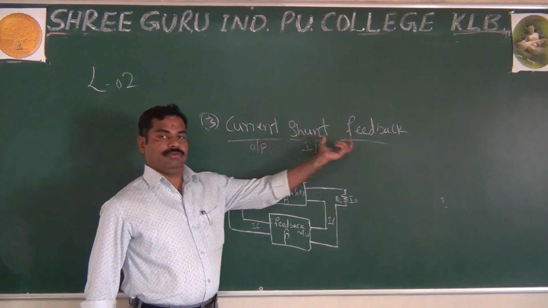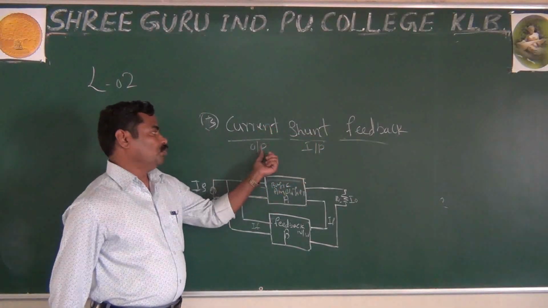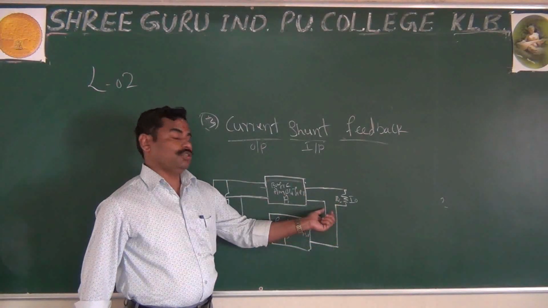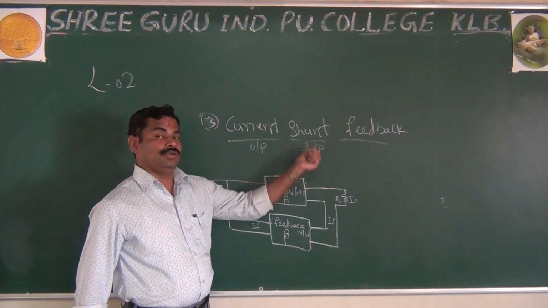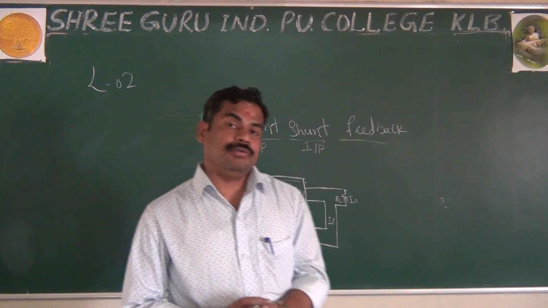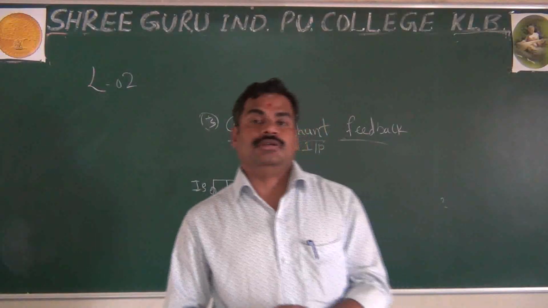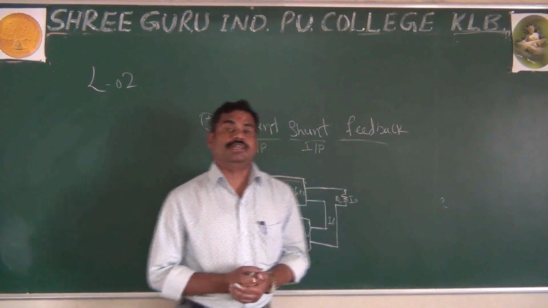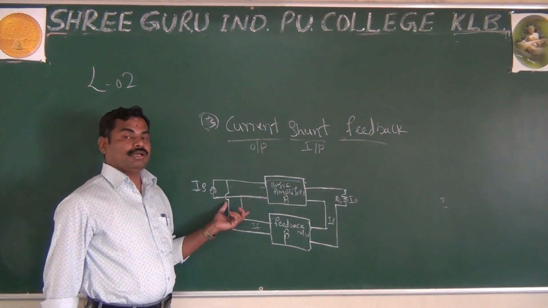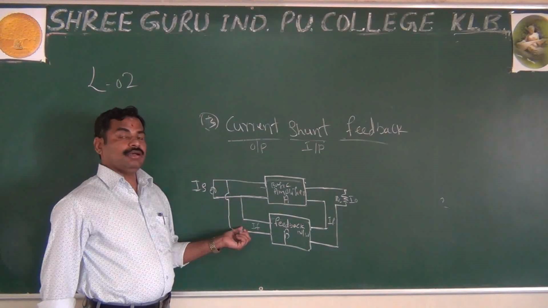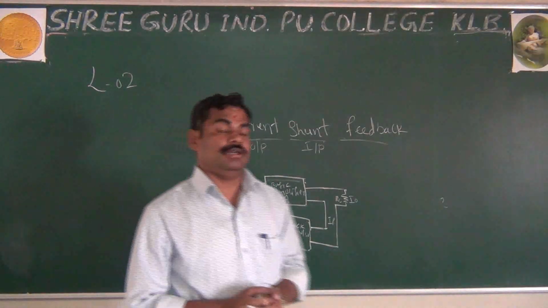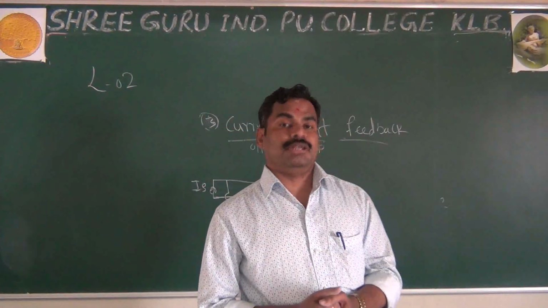Current shunt feedback. In the output, we are having the current. We are measuring the current, we have to connect in series. But in the input, you have to connect in shunt, parallel. It means, as I said, always the current can be added or subtracted by connecting in parallel. Don't confuse. You have to connect in parallel. Why? Because you are adding or subtracting the current. Always the current can be added or subtracted by using the parallel connection.